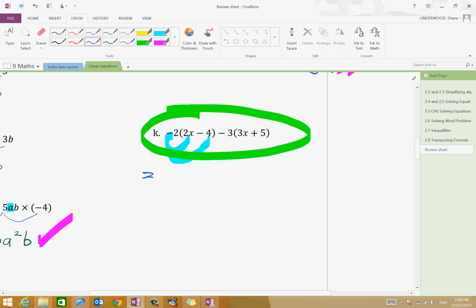Now, we did this question together. What was the first line in your working? So, minus 2 times 2x is? Negative 2x plus negative 8. Okay, so we've got minus 2 times 2x is minus 4x. And then minus 2 times minus 4 is? Not minus 8. It's positive 8. And then we've got minus 3 times minus 3x is what? Just think about it. A negative times a positive, negative. Negative 9x. That's the one.